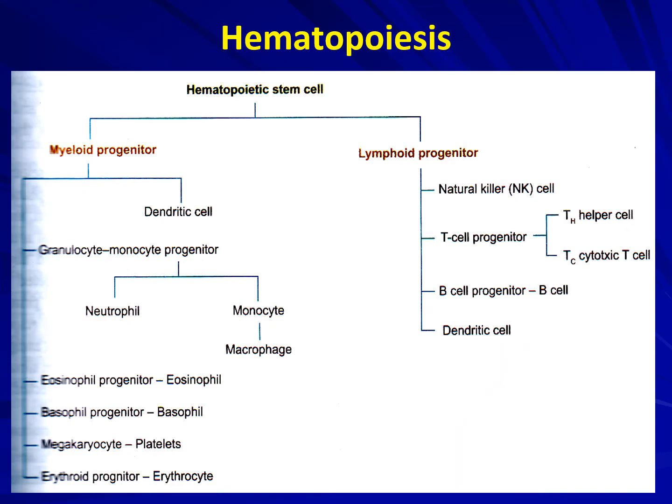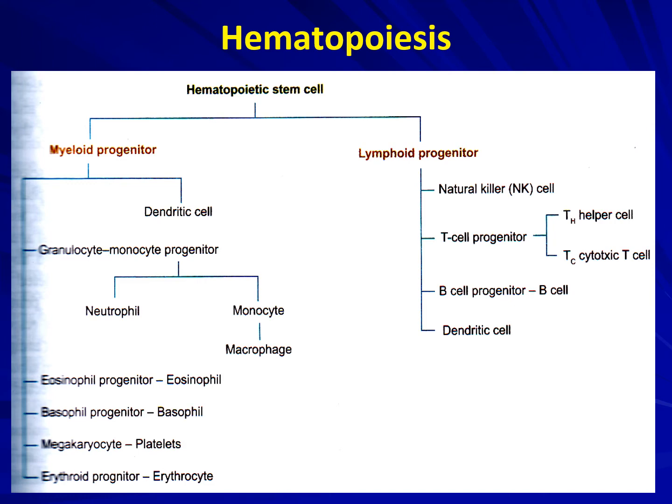What is hematopoiesis? Hematopoiesis starts from a hematopoietic stem cell. From this, there are two kinds of progenitor cells. One is a myeloid progenitor, the other one is a lymphoid progenitor. Myeloid progenitor gives rise to dendritic cells and granulocyte, which in turn gives rise to granulocyte monocyte progenitor, from which you get neutrophils, monocyte, and from the monocyte we get macrophage.